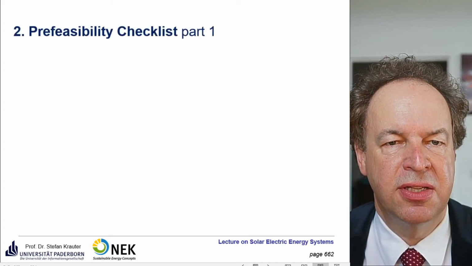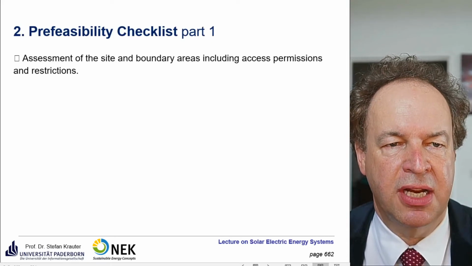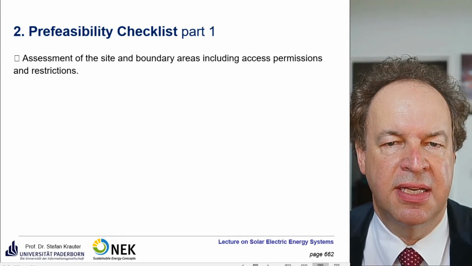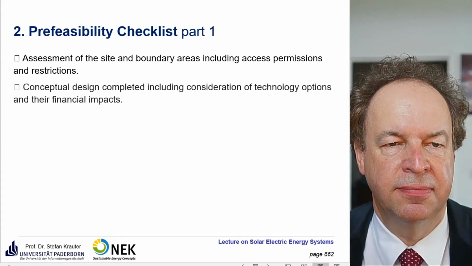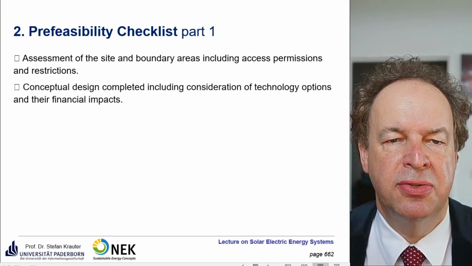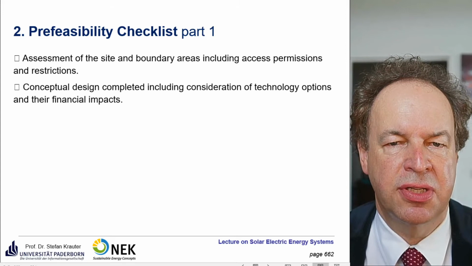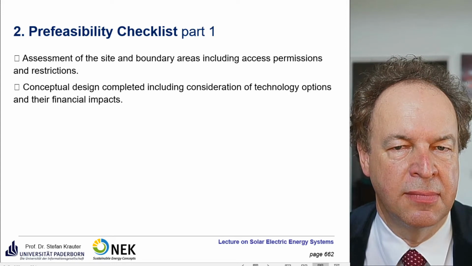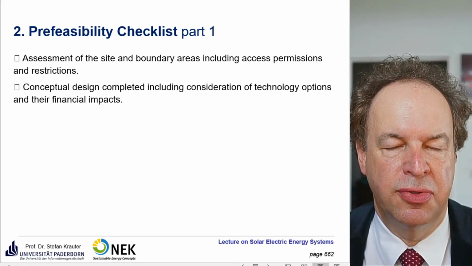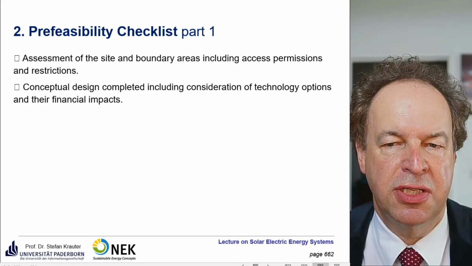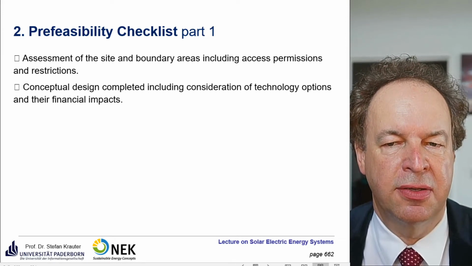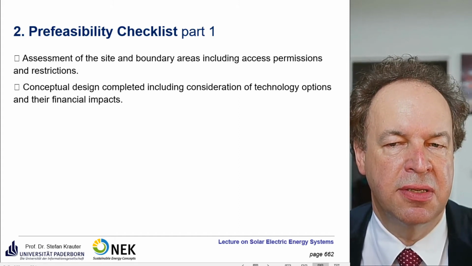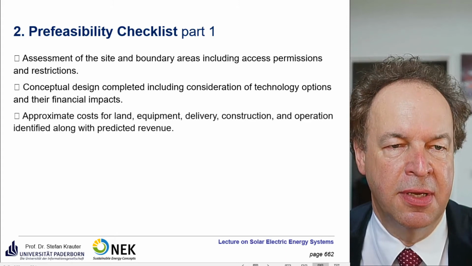So for the pre-feasibility checklist, there's a checklist here. The assessments of the site and the boundary areas, including access permissions and the restrictions. Conceptual design completed during consideration of technical options, technology options, and their financial impacts. So for some sites, you have to consider that there couldn't be any big reflections on the module surface because there's an airport there. Sometimes they say, okay, you have to do a tracking system and so on. This really depends on the local conditions.